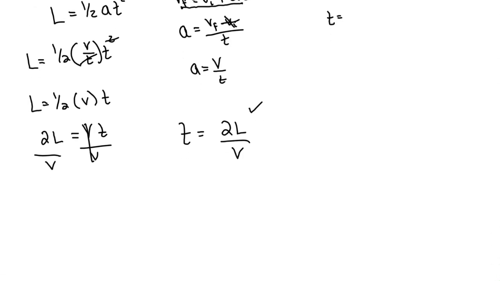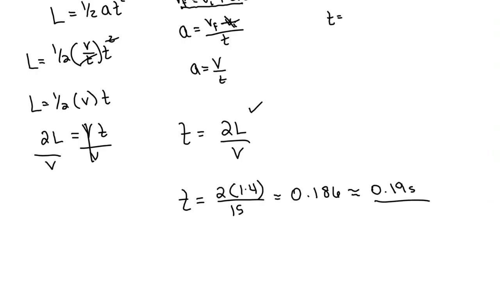Now B wants us to prove that time is 0.19 for the information given. So we're told the length is going to be 1.4 and velocity is going to be 15. And so if we plug that in, we get a lot of decimal places, 0.186, and so on. But we need two significant figures because we were given significant figures. So you're going to get 0.19 seconds, and that proves that we are correct.